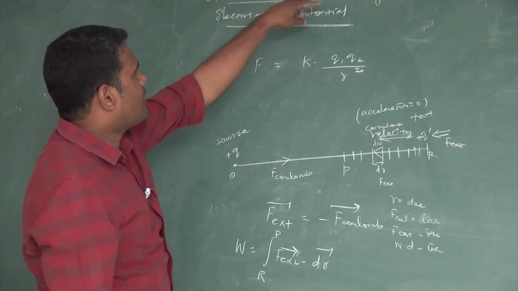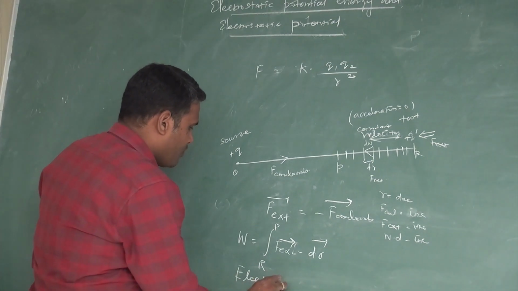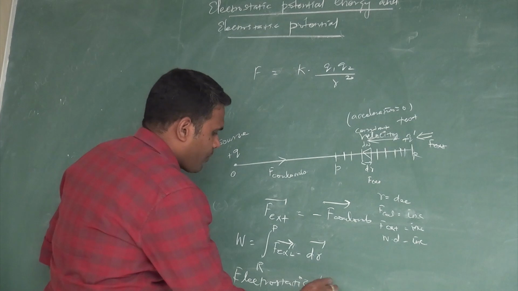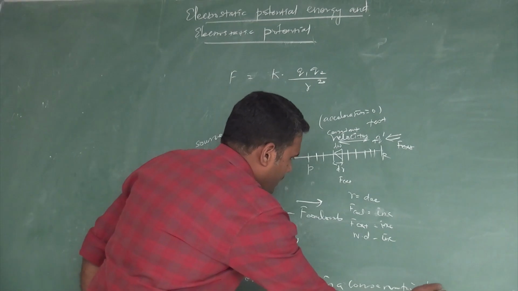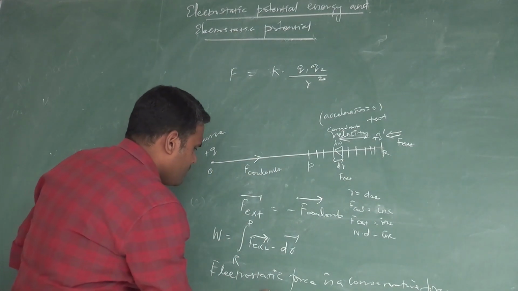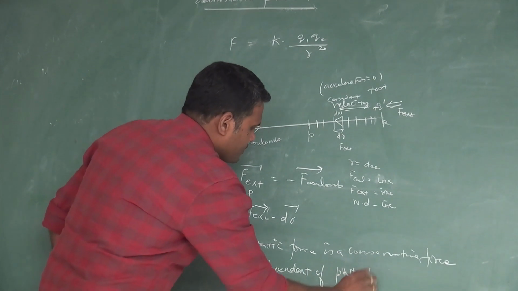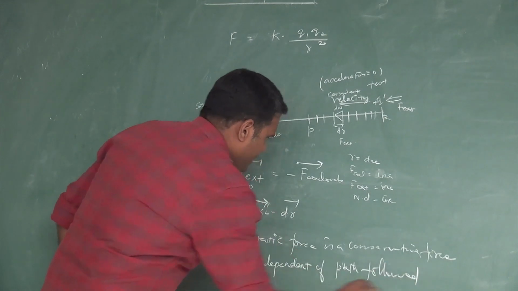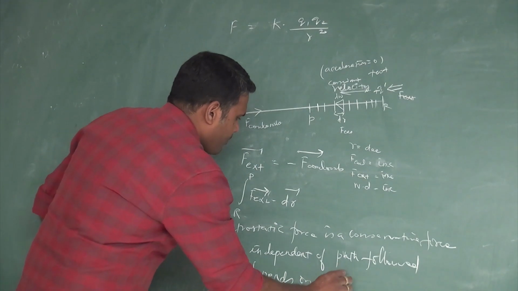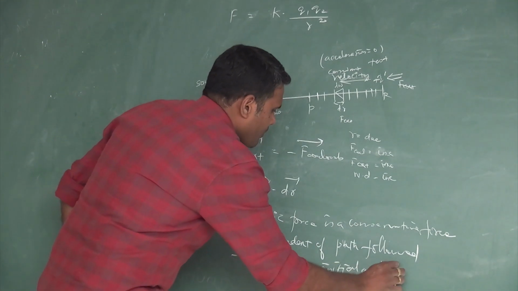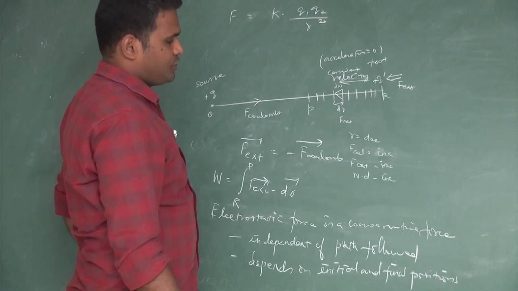As we saw, the electrostatic force is a conservative force. It is independent of the path followed. It depends upon initial and final positions.